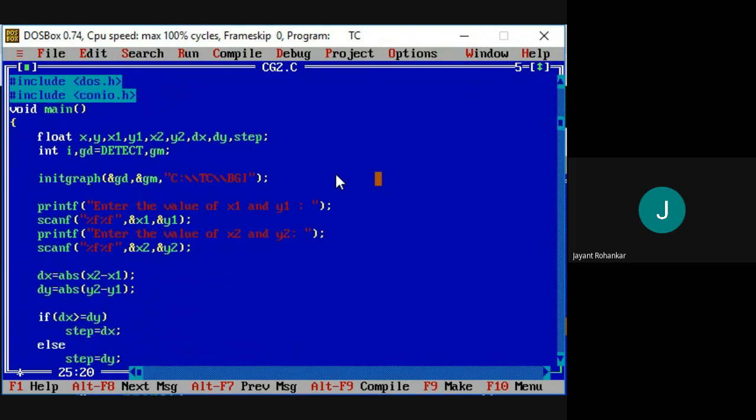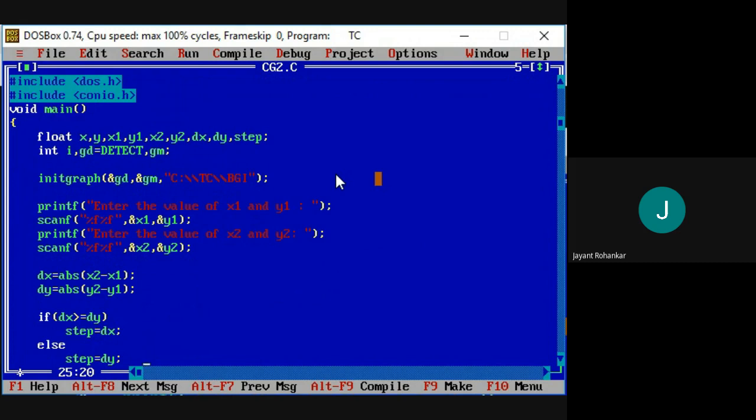For that, we first need to find out the difference between x2 and x1. What is the length of that line, that we have to calculate first. So that's why dx equal to absolute of x2 minus x1 is used here to find out the difference between x2 and x1. Then dy equal to absolute of y2 minus y1 to find out the difference between y2 and y1.